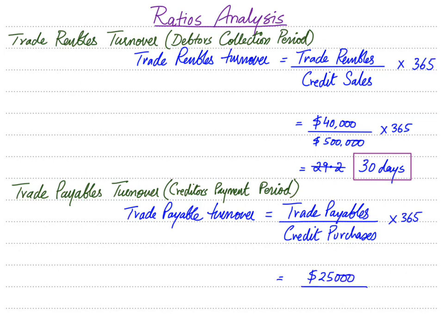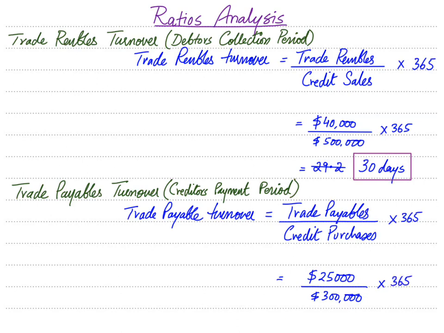Credit purchase is already given in the question. In an income statement, that is 300,000. But if the credit purchase is not given and the cost of sales is given, we can reverse work the opening and closing inventory in order to find this purchases figure. Mostly it is given in the question.